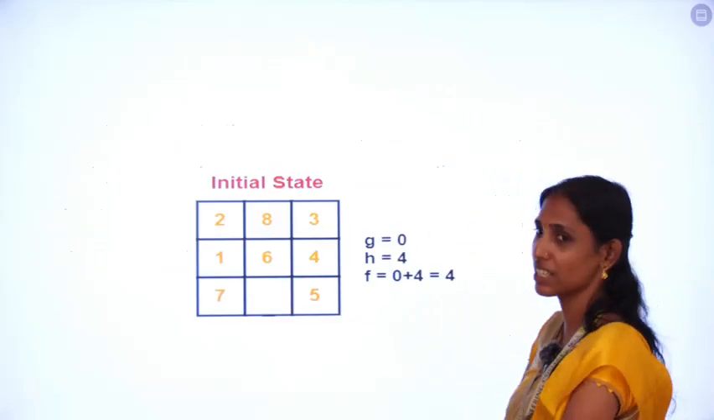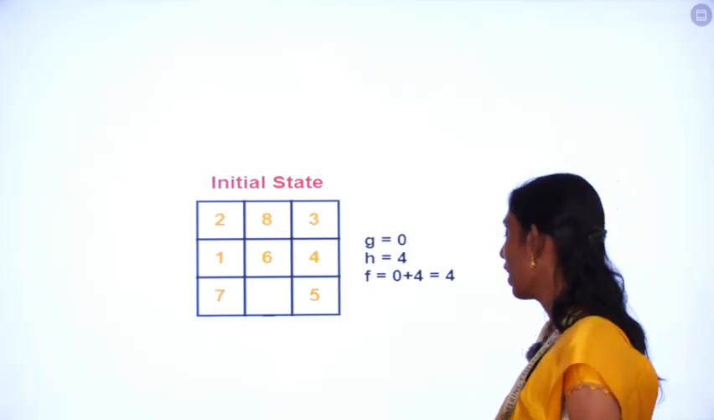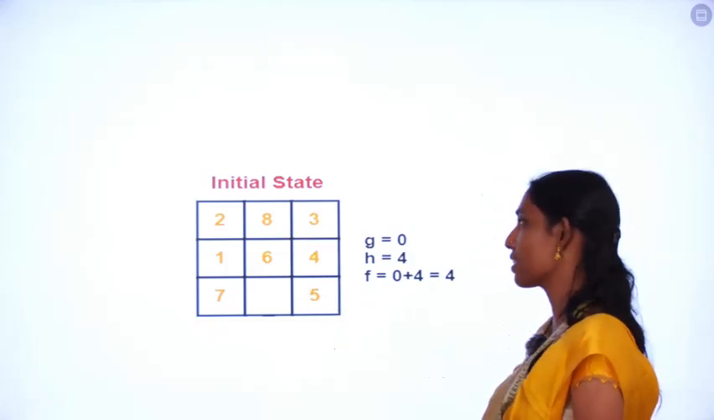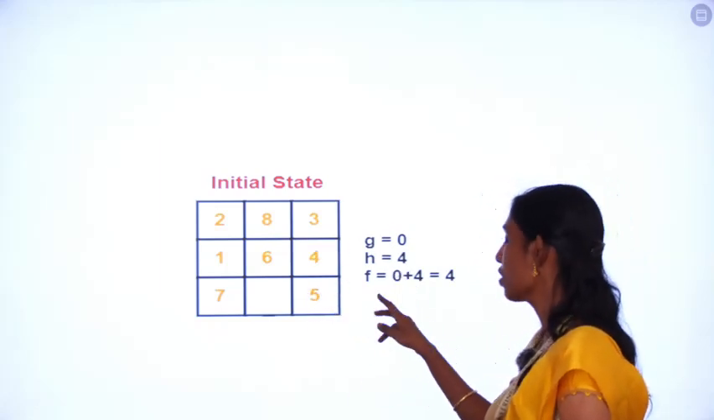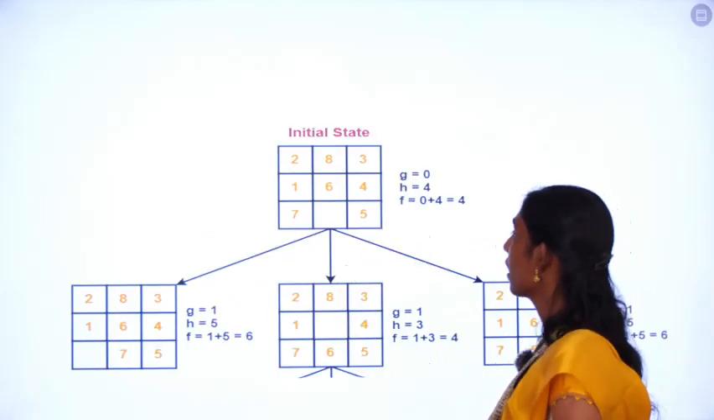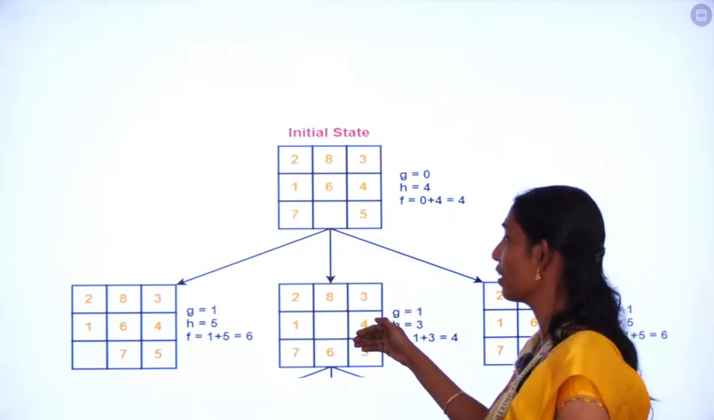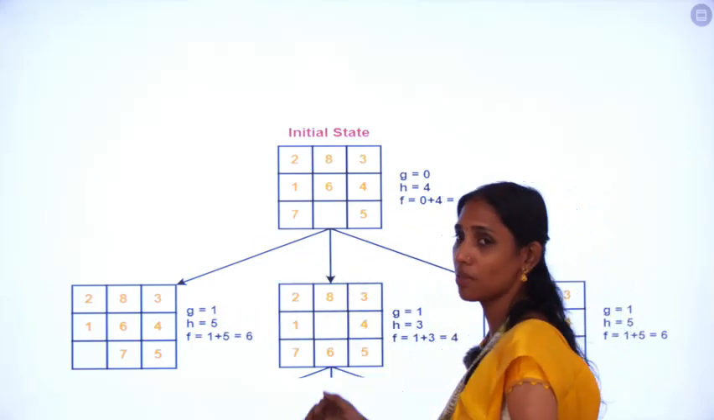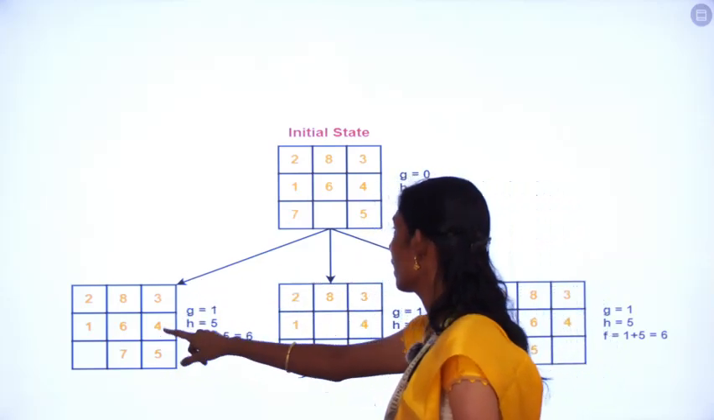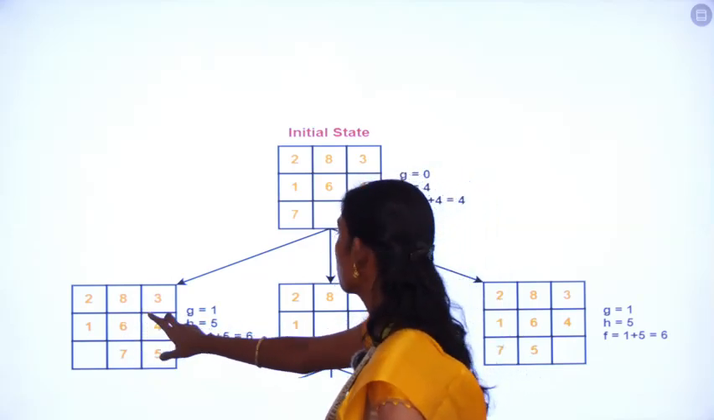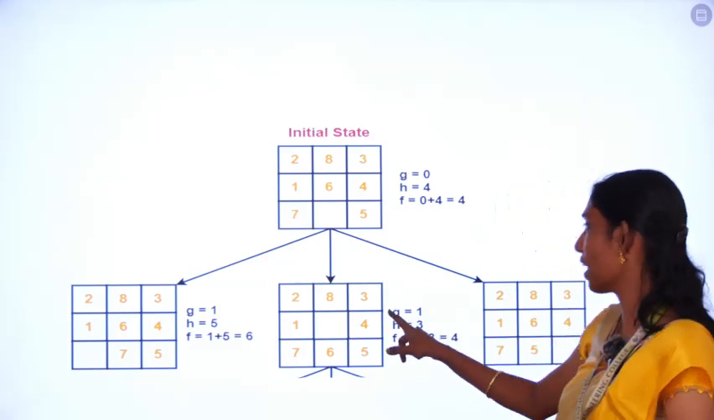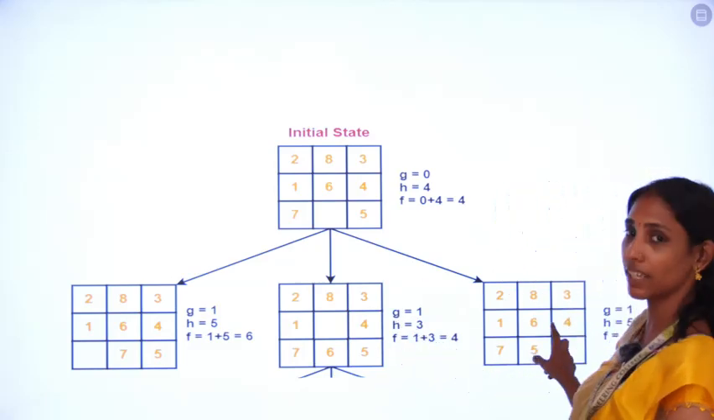So here in your initial state, your G will always be 0 and your H is nothing but your misplaced tiles. Your misplaced tiles in the initial state is 4. So your F value will be 0 plus 4, that is 4. Next, we are moving to the next level of your tree, so that your G becomes 1 and your H value becomes 5 here, because we have misplaced tiles. Misplaced tiles here are 5 and here your misplaced tiles are 3 and here you have misplaced tiles of 5.